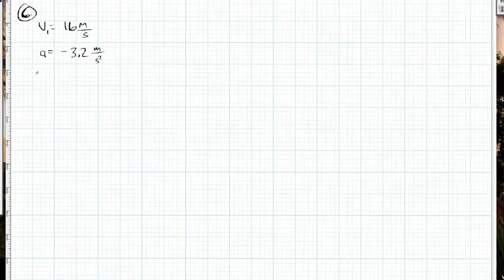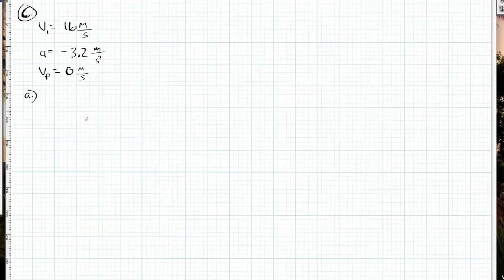Once again, we can conclude that since we're trying to brake to a stop, our final velocity VF is going to be 0 meters per second. Part A asks how much time it takes you to stop. Sorry, that's a typo in the homework. How much time does it take you to stop is what it should say.